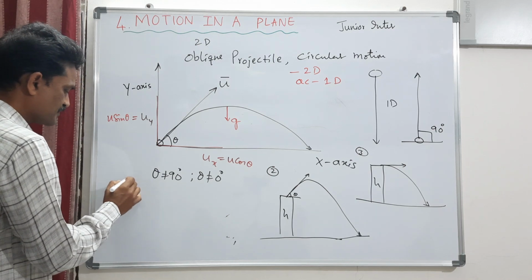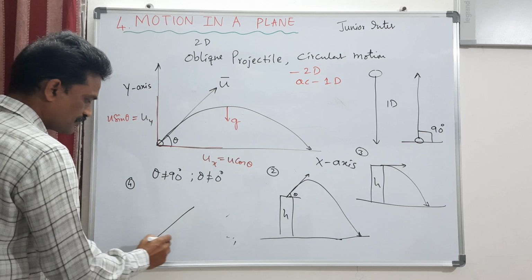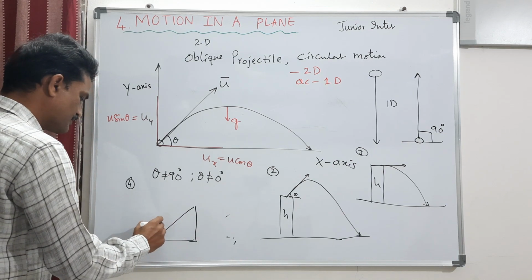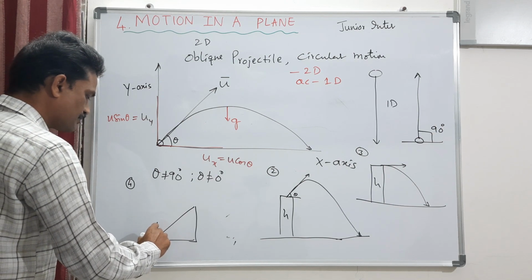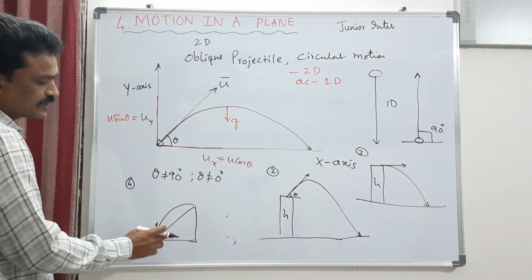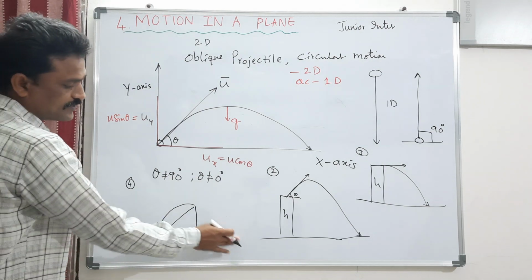The fourth type of projectile is, suppose there is an inclined plane, this is an inclined plane. On which, this is the starting point, I throw something making an angle theta with this inclined plane, so it will fall like this. This is projectile on an inclined plane towards the upward direction.